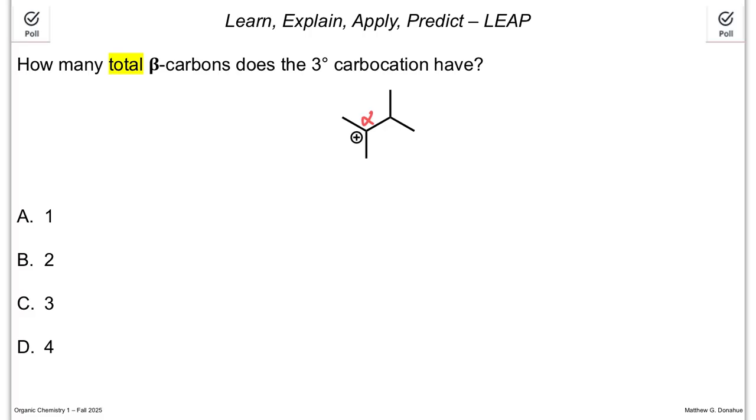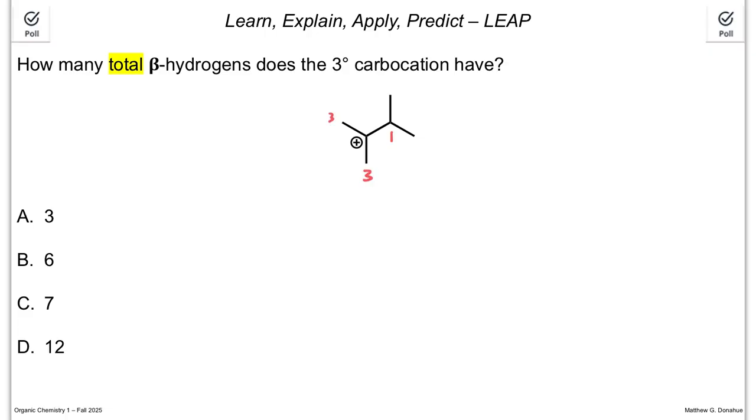So how many beta carbons does this alpha carbon have? So we want the total number. So from here, we're just walking out. We see 1, 2, 3. 1, 2, 3 beta carbons. So how many total hydrogens are on those carbons? So we have 3, 3, and 1, so we get 7.